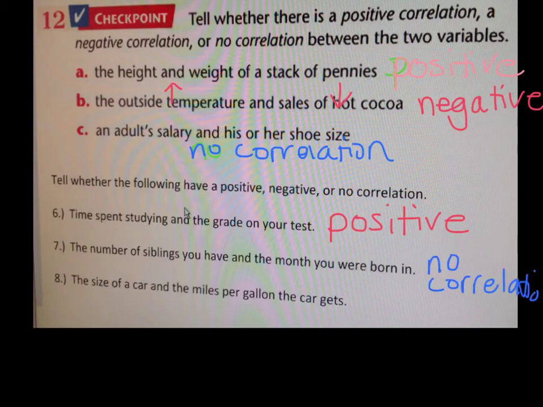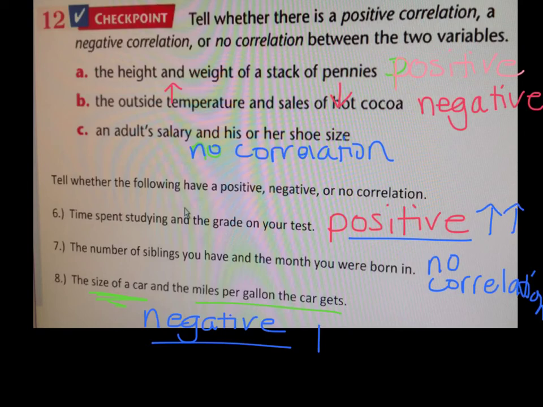Okay, and then let's look at the third one. The size of a car and the miles per gallon the car gets. Now, some of you guys might not know a ton about cars, but as your car gets big, like a truck, it doesn't get very good gas mileage. So as your car size goes up, it's going to get fewer miles per gallon. So that would be a negative correlation because as one thing goes up, the other goes down. So that's negative. Remember, positive means they both go up. Negative means as one goes up, one goes down.